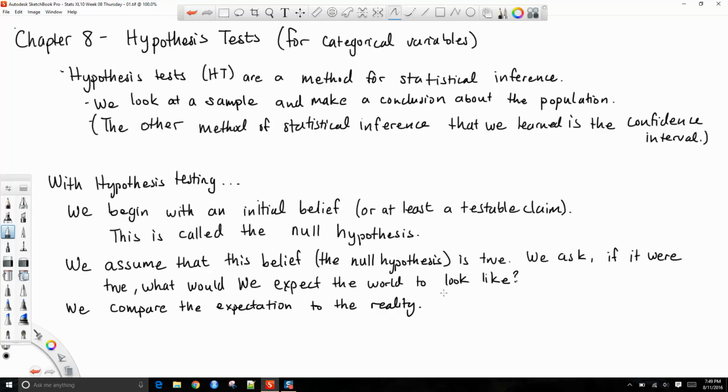If our expectation and the reality match pretty closely, then we have no reason to doubt our initial beliefs. It doesn't prove that the initial beliefs are true, but we have no reason to doubt them. On the other hand, if the expectation and the reality are very different from each other, we have to side with reality, and we say that because there's such a huge disparity between the reality and the expectation, my beliefs that produced this expectation must be wrong. That's basically what hypothesis testing is. So we compare the expectation to the reality.